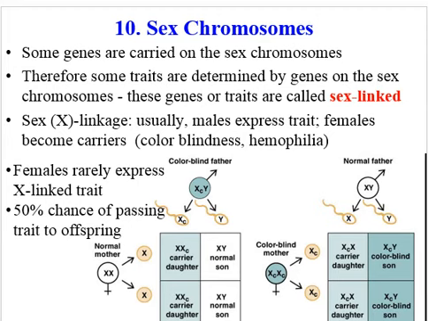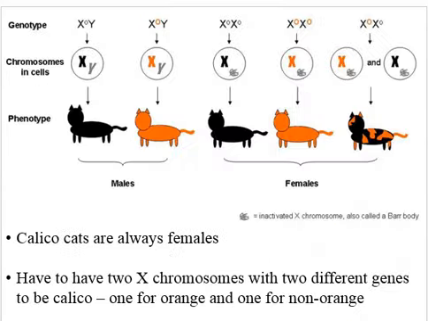So if you get one X chromosome with this recessive allele, you're going to be colorblind if you're a male. If you get one of those recessive alleles from your mother and you're female, you're not going to be colorblind, because this X chromosome contains the regular gene that allows you to synthesize a protein related to seeing colors.